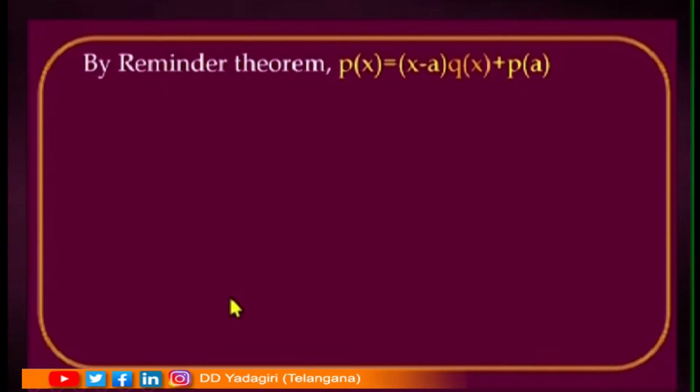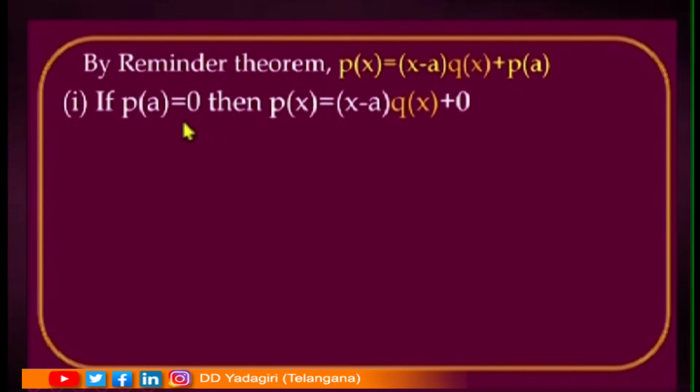So how do you prove this? We just have the remainder theorem. P of x is equal to x minus a into Q of x plus P of a. Because you are dividing with x minus a, you got the quotient Q of x. So you put x is equal to a here. If P of a is equal to 0, then P of x is equal to x minus a into Q of x plus 0, because you have put P of a equal to 0. So you can say P of x is equal to x minus a into Q of x.